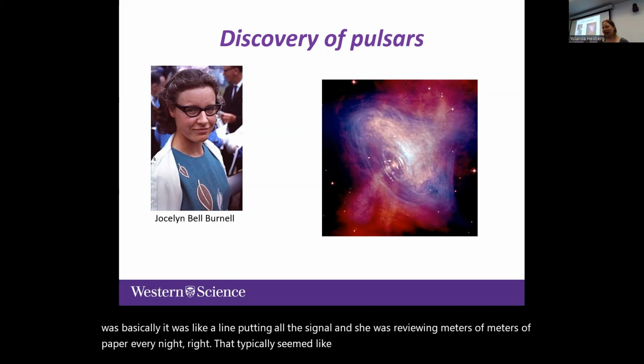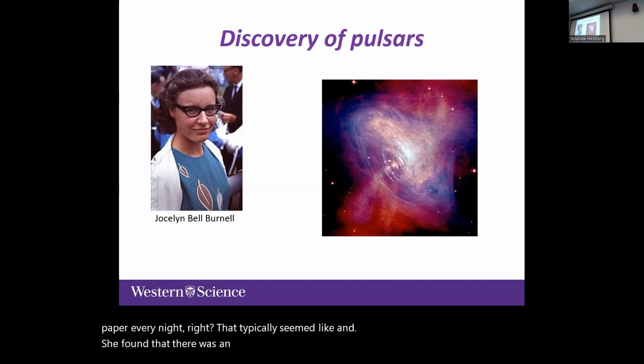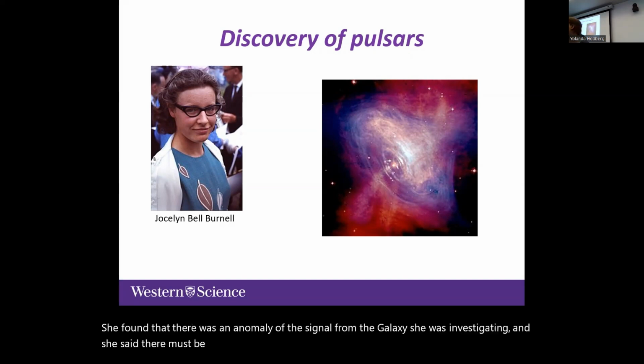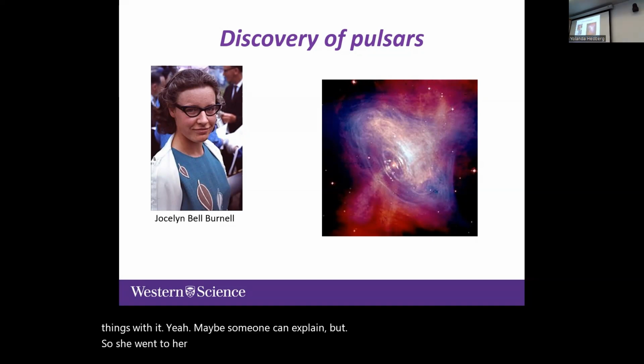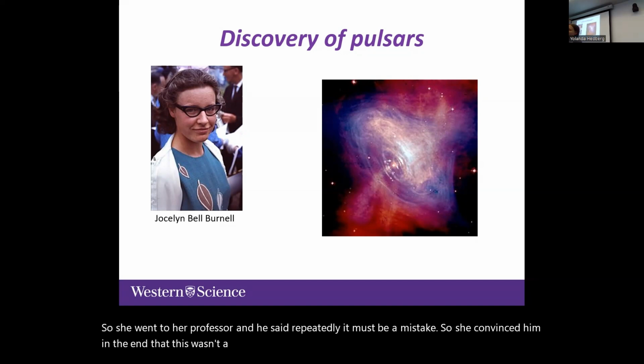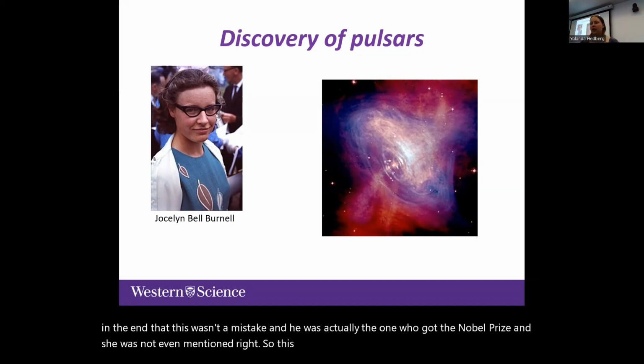And she found that there was an anomaly in the signal from the galaxy she was investigating, and she said there must be pulsars, and I don't exactly know what that means, but it's some physical thing, maybe someone can explain. But she went to her professor, and he said repeatedly it must be a mistake. So she convinced him in the end that this wasn't a mistake, and he was actually the one who got the Nobel Prize, and she was not even mentioned, right? So this was very controversial later.